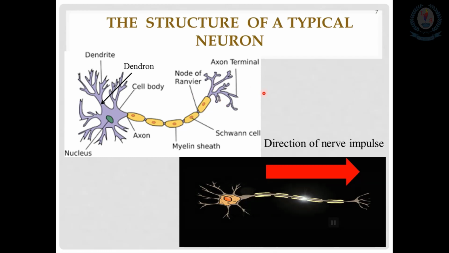Finally, at the end of the neuron, there are extensions that branch off from several axon terminals. Message transmission happens in a particular direction, from one side of the cell body towards the axon terminal.